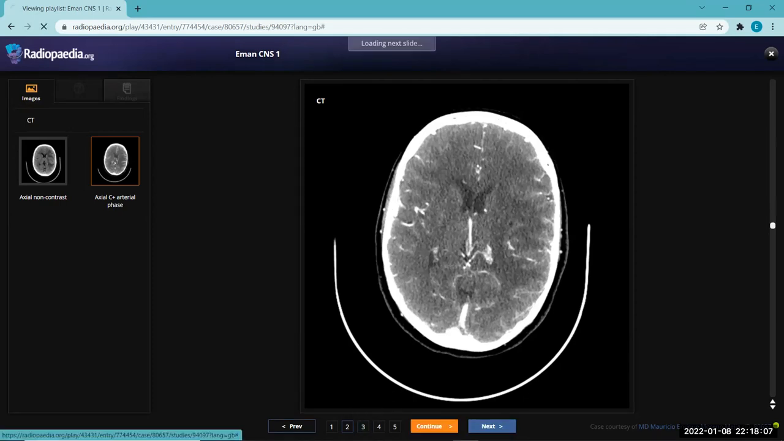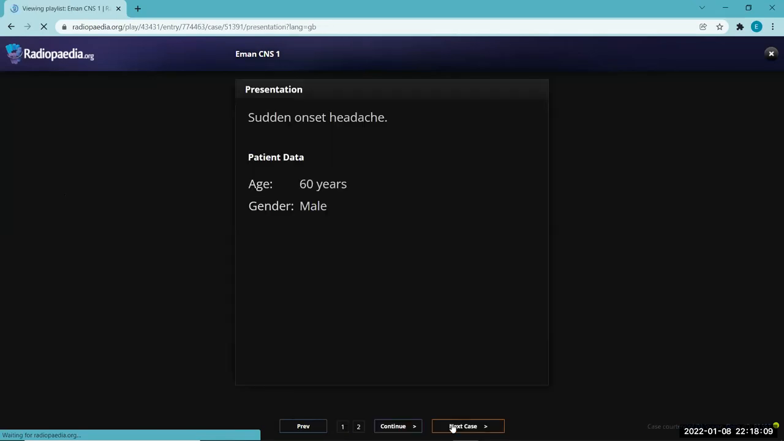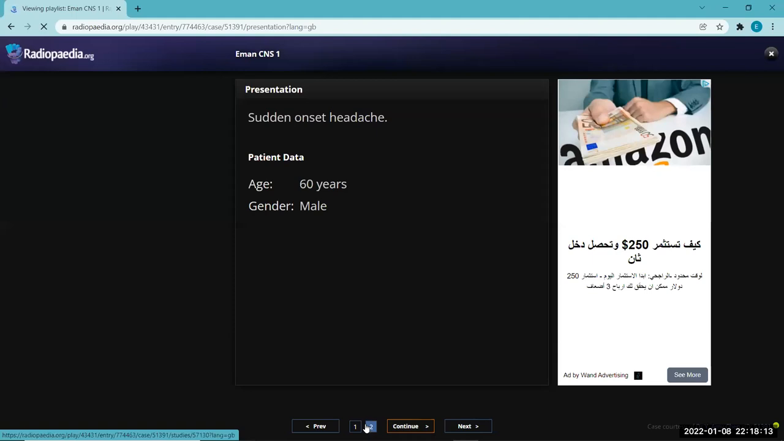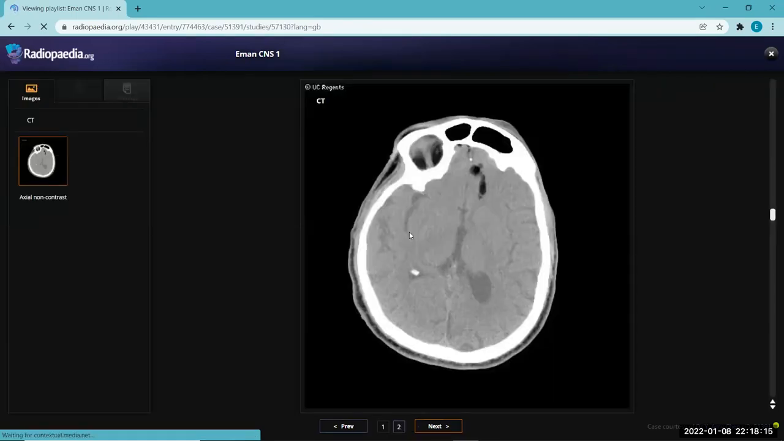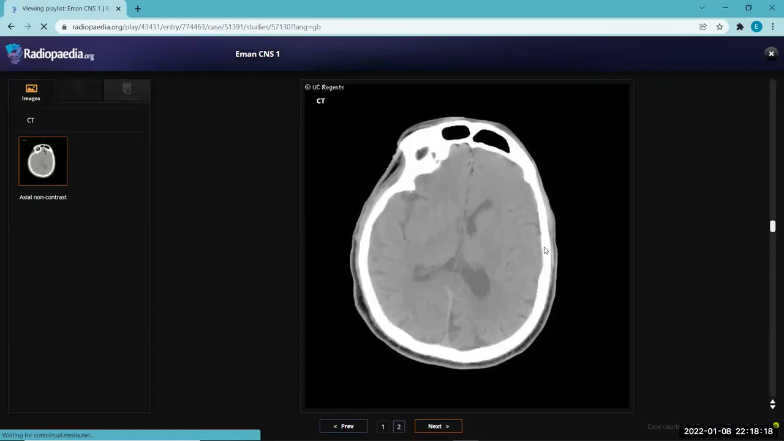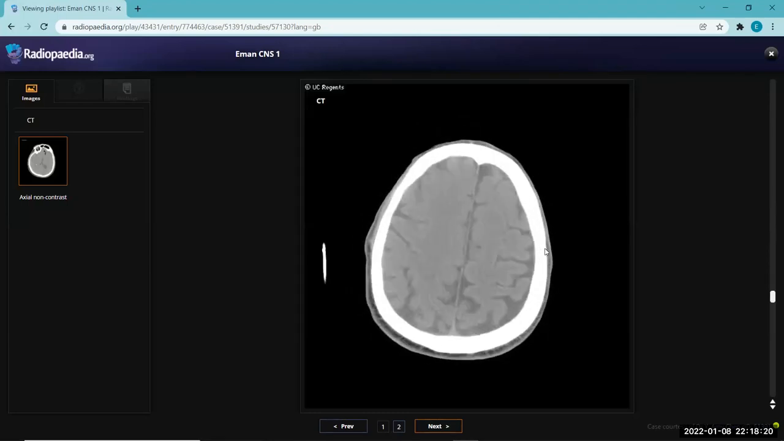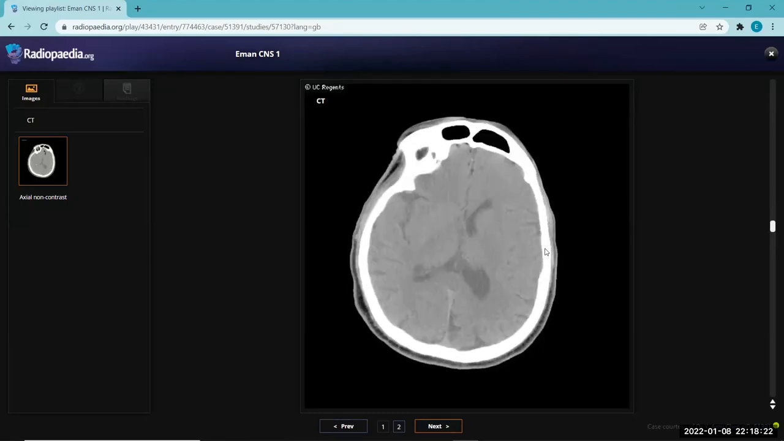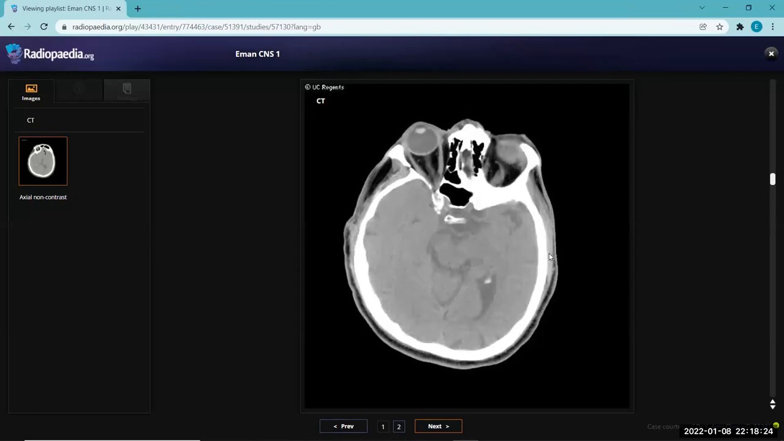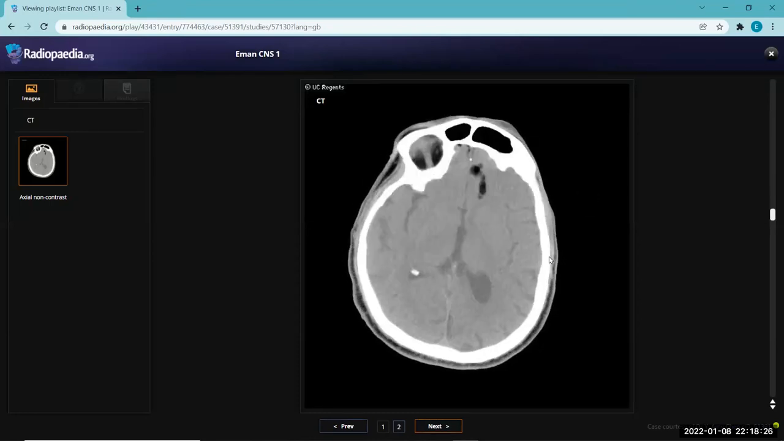Next case. Sudden onset headache in a 60-year-old male. These are the non-contrast axial images. The striking abnormality, I can see there is evidence of pneumocephalus. There are probably fat attenuation lesions.